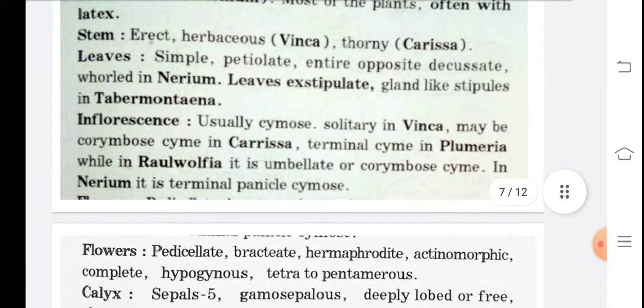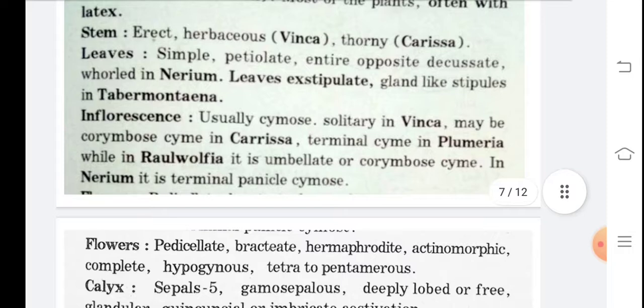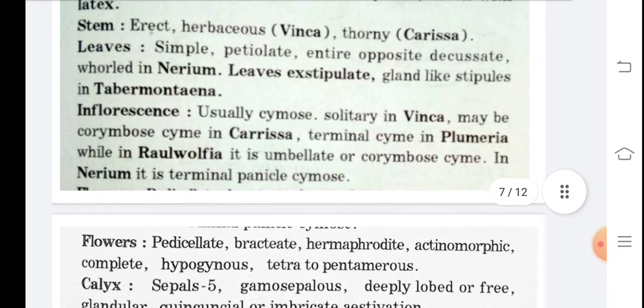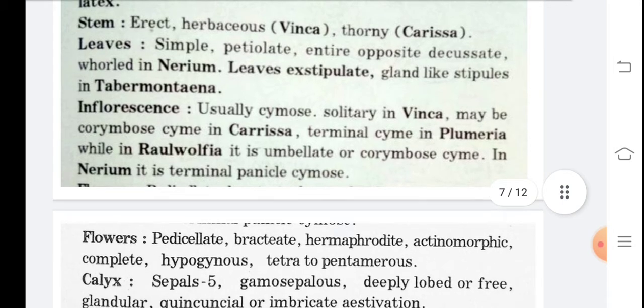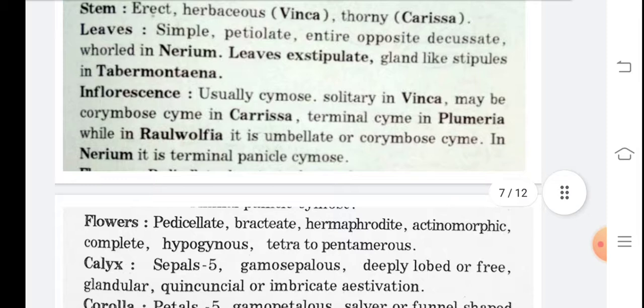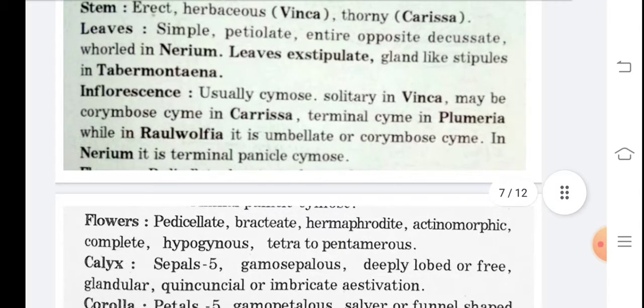In Vinca there is a single flower, it is solitary. Solitary means single. In Carissa it is in the corymbose type. Corymb type we have seen already in Cassia. In Plumeria and Rauwolfia it shows the terminal sign. The flowers are in a bunch at the top, so terminal sign.